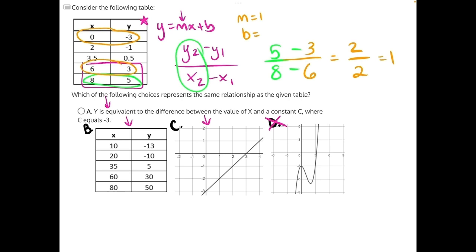So our m value is equal to 1, and our b value is given to us in the table. It's where x is equal to 0. So our b value is negative 3, and now we can write our equation. Y is equal to 1 times x plus a negative 3. And when we simplify all of this, we'll have y is equal to 1 times x is just x. Adding a negative is the same as subtracting a positive, so we'll just say it's minus 3. So this is our equation, y equals x minus 3. I'm going to go ahead and make some more room, and then we'll look at A, B, and C.